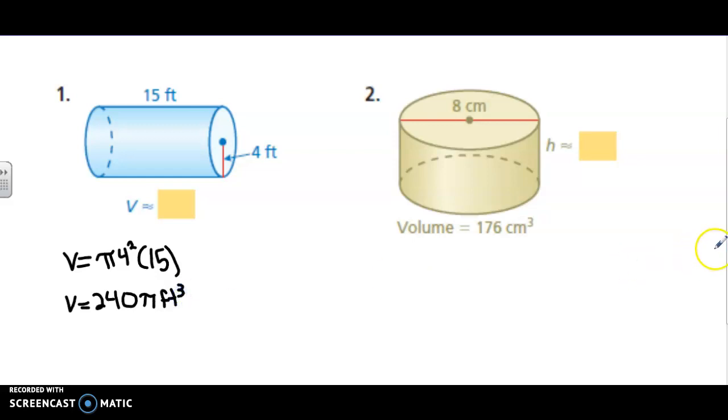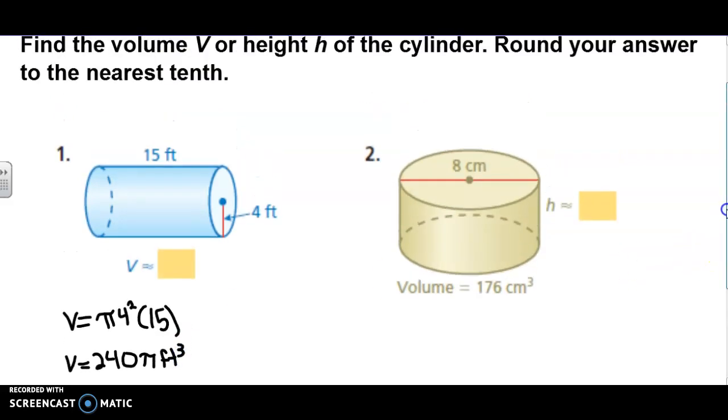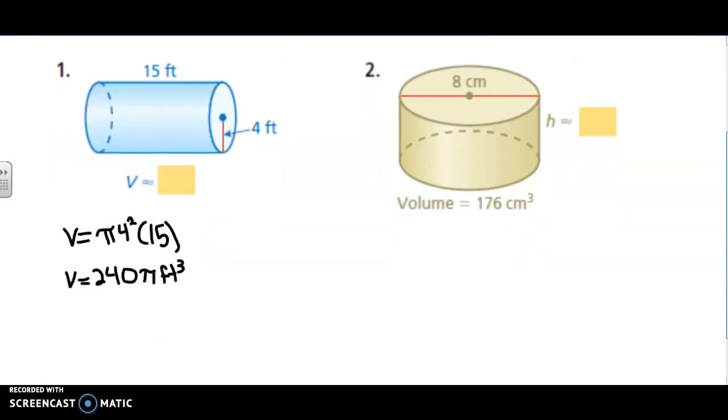I'm just going to check up here. What do they want me to round my answer to? It's the nearest tenth. So since I have to round to the nearest tenth, I'm going to multiply 240 times the pi button on the calculator, because that gives me a more exact answer than 3.14. Now that's 753.98. So rounding to the nearest tenth, that's going to become 754.0 feet cubed.